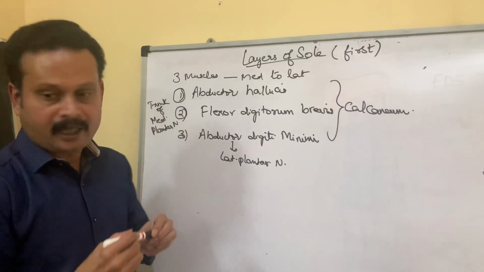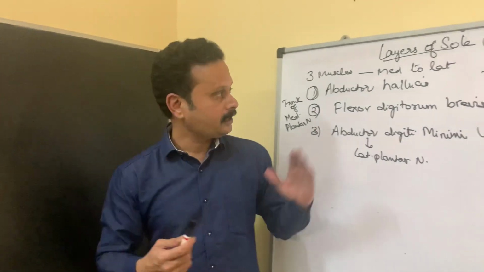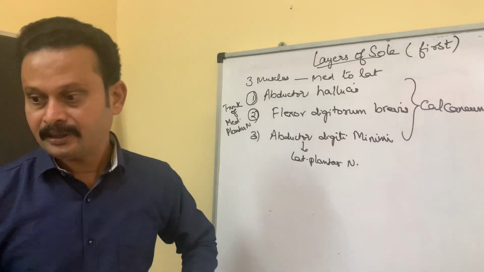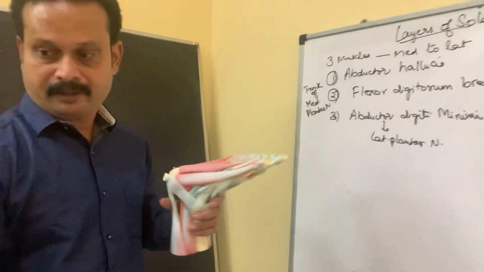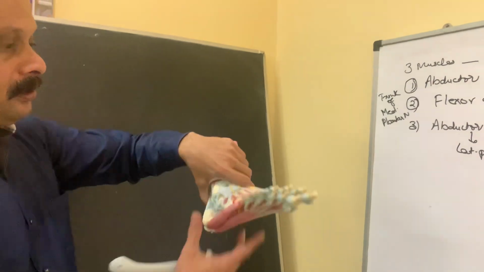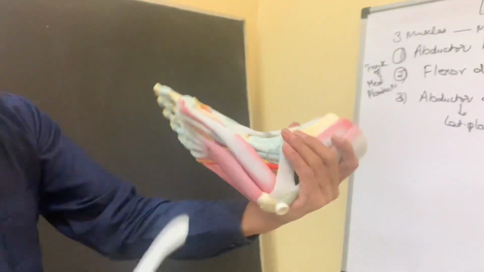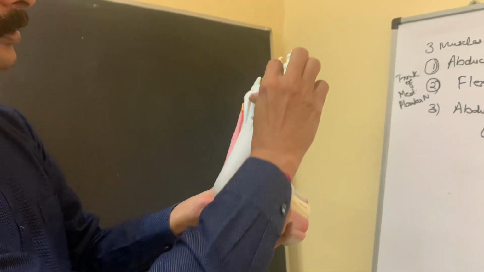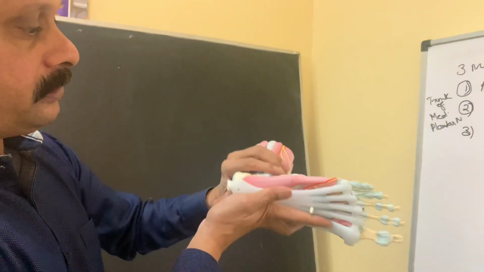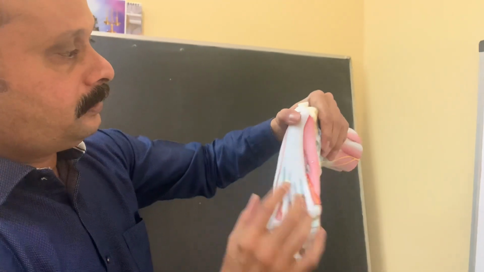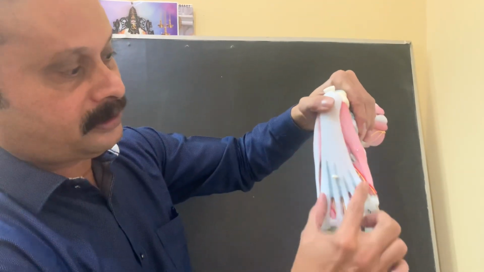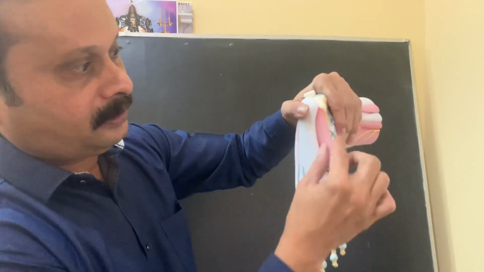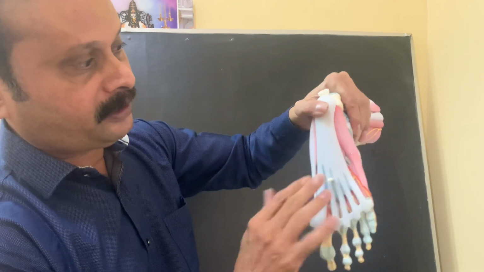Okay, to start with the description of the attachments of the individual muscles, I would like to show you the same thing on the model here. This is a model of the right foot. So if you are seeing the right foot, this is the central part of plantar aponeurosis. Peripherally it is the plantar fascia.